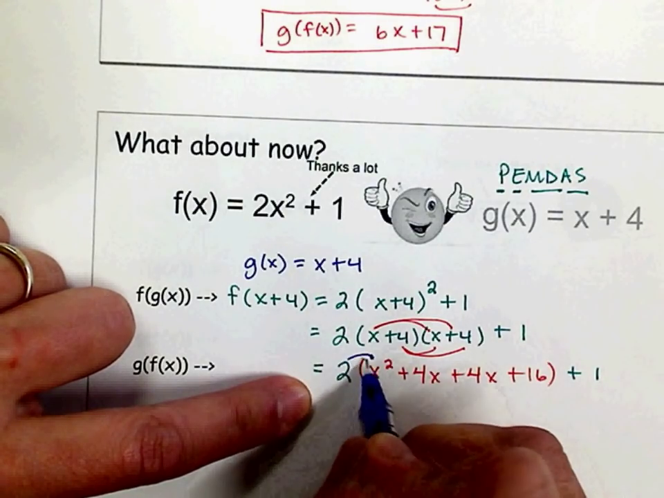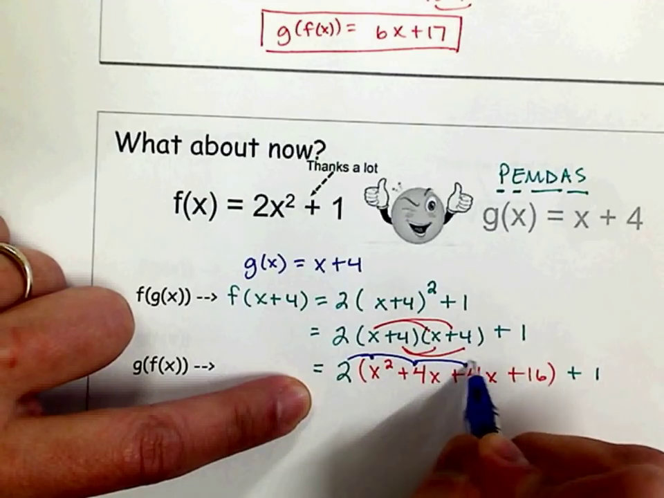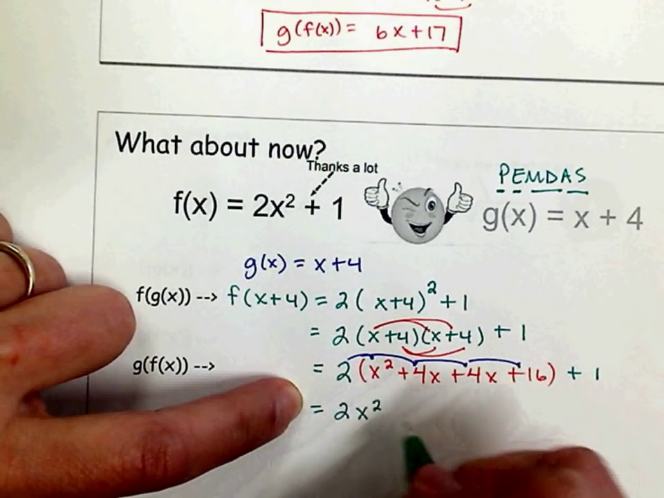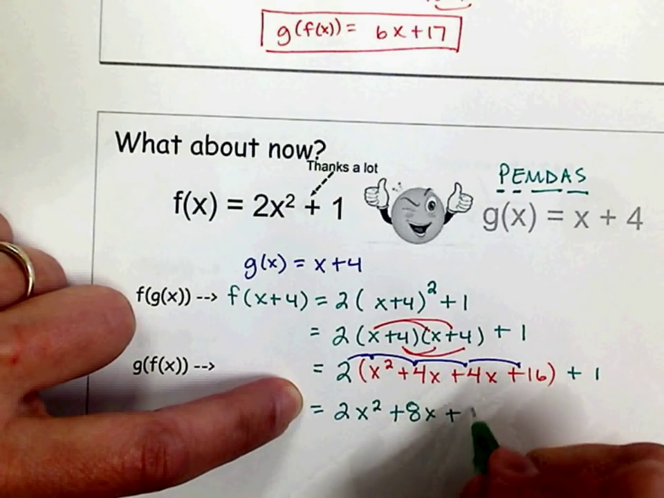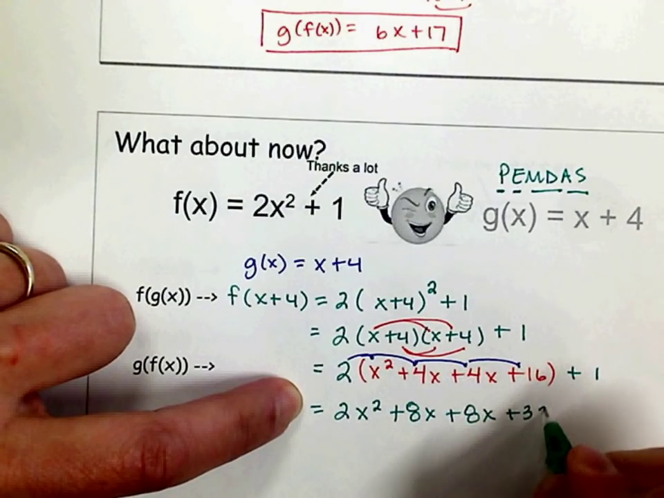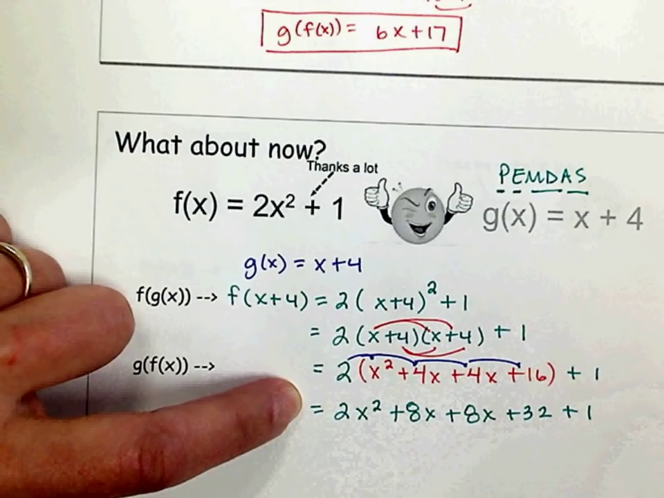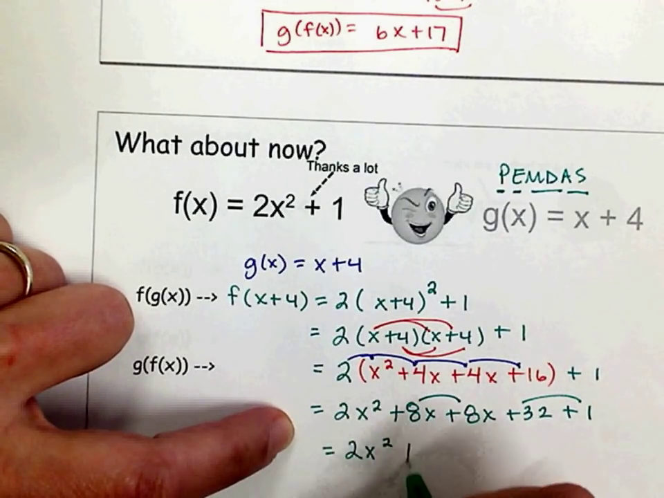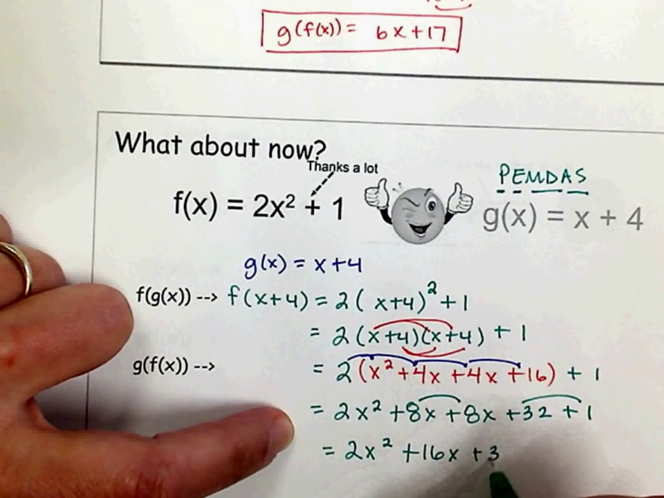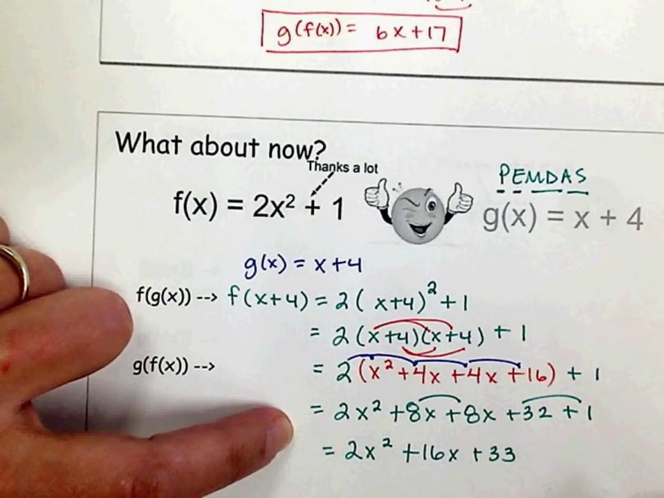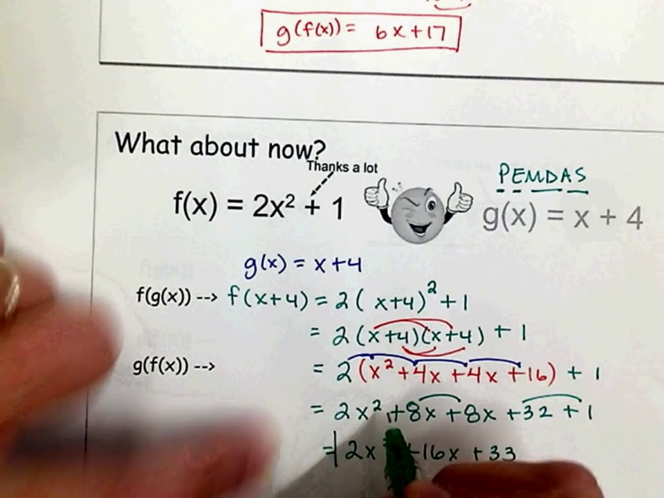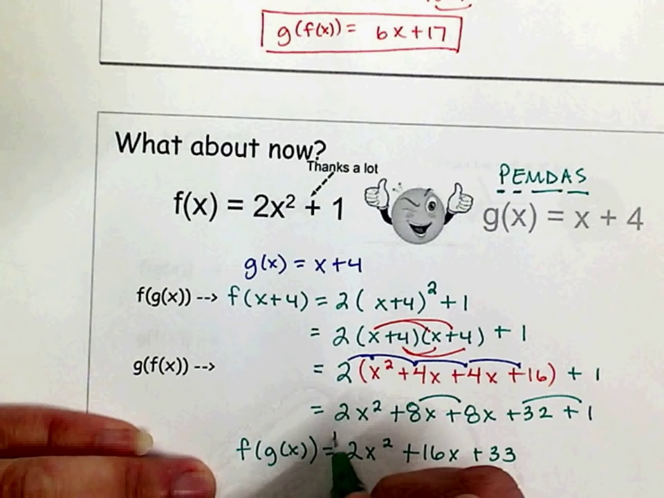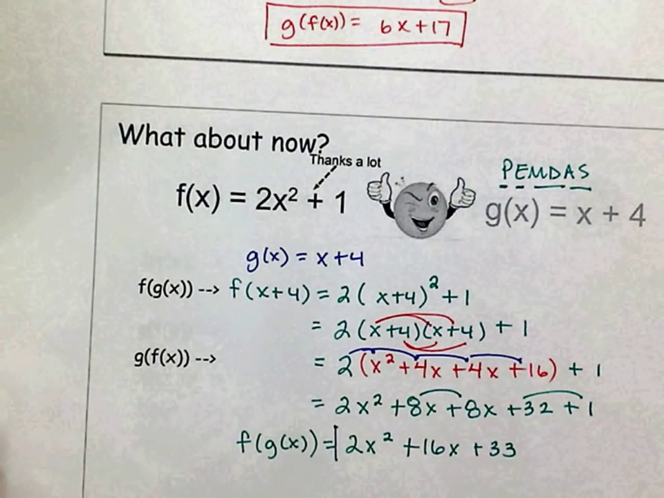You can combine like terms now, or you can do it later. Okay? So now you have 2x squared plus 8x plus 8x plus 32. Bring down your 1. Combine your like terms. So 2x squared plus 16x plus 33. We are not factoring, we are not solving, we are just simplifying. So let me write f of g of x. Oh, maybe I should take that off.